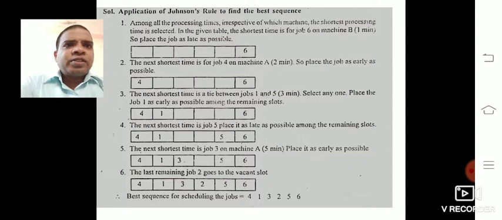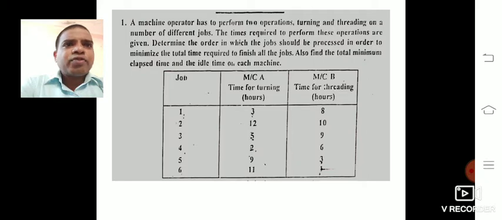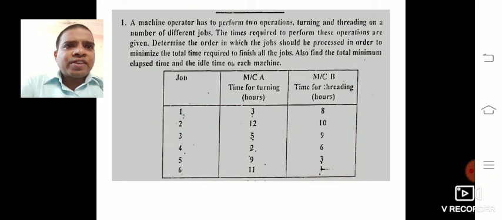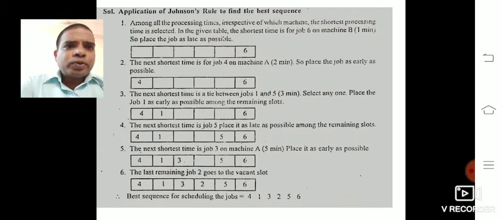Now the next shortest time is job 3 on machine A, that is 5 minutes. It occurs on machine A for job 3, so we place it towards the left side. Now only one box is left, for job 2, so we place job 2 in the remaining box. Now the sequence is 4 1 3 2 5 6. This is the sequence, or we can call it the optimum order.